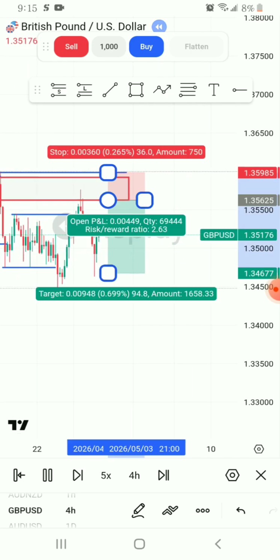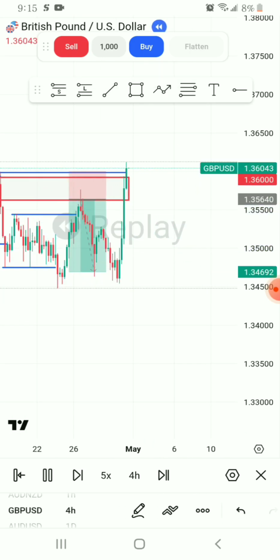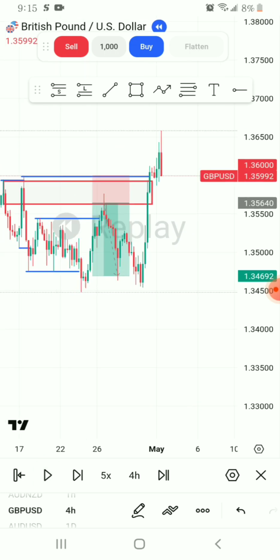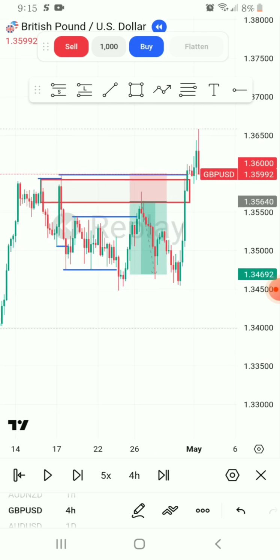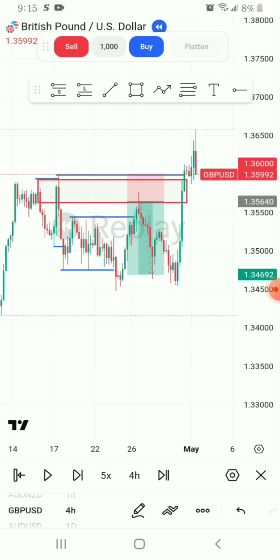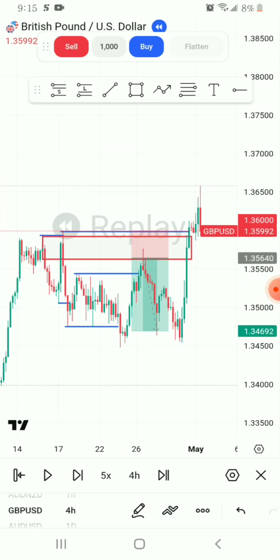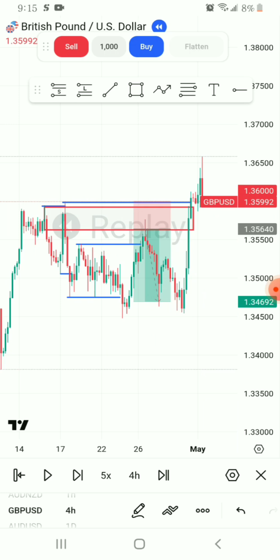You can see price went in and triggered our take profit. So simply, we want this trade. You can see, just keep it very simple. Just follow those steps, and that's all. So let me check another pair, show you another pair.